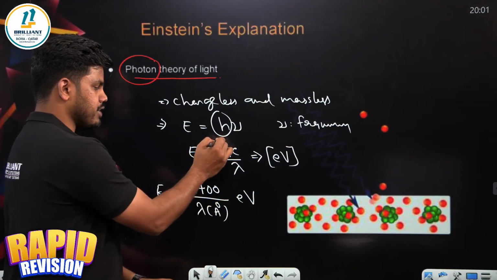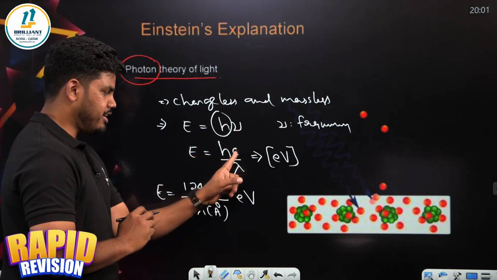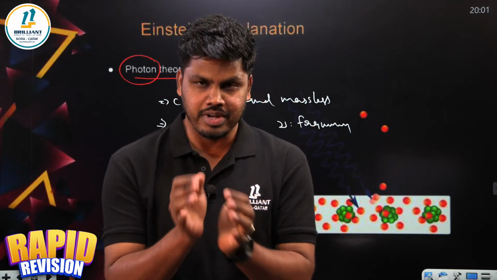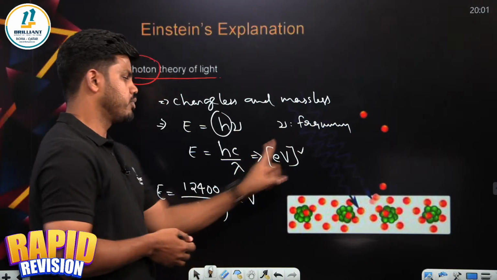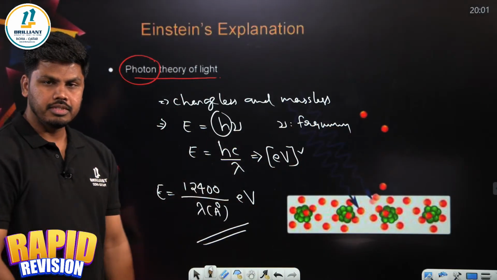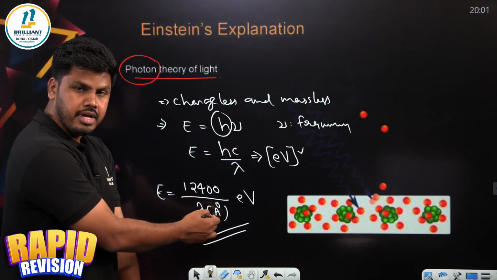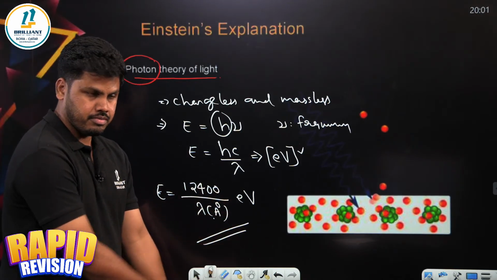Otherwise, if you substitute h equal to 6.6 into 10 raised to minus 34 joule second, c is 3 into 10 raised to 8 meter per second, all values will be in SI units, your energy will be in joules, but we need energy in electron volt. We have to convert that finally. Otherwise, just use this equation. Directly we will get electron volt energy, provided lambda is substituted in angstrom, or 1240 divided by lambda in nanometer. That also we use.